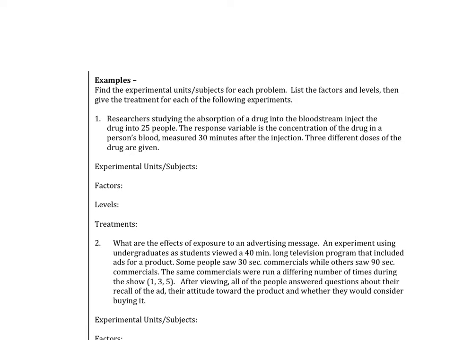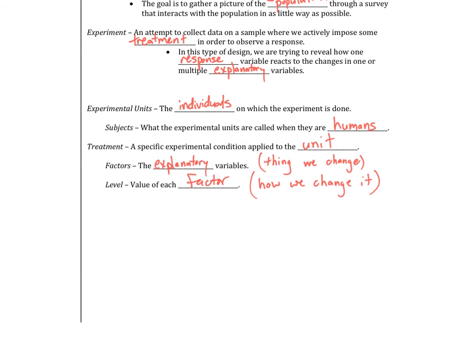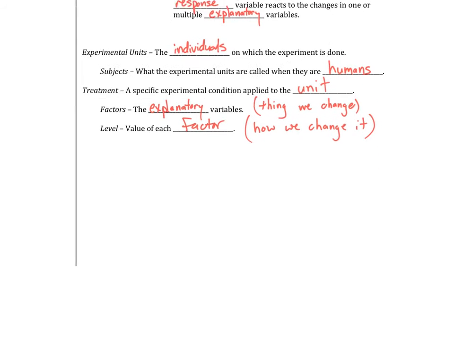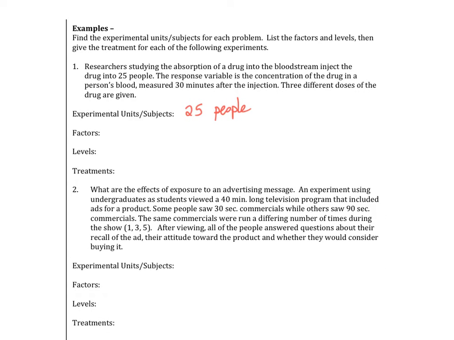So let's go through it. What are the experimental units or the subjects? It would be the 25 people involved in the study. Okay, the factors. So if you look back, factors are the explanatory variable. So let me scroll up. So factor is the explanatory variable or the thing we change. So the factor in this one says the explanatory variable is the dosage of the drug.